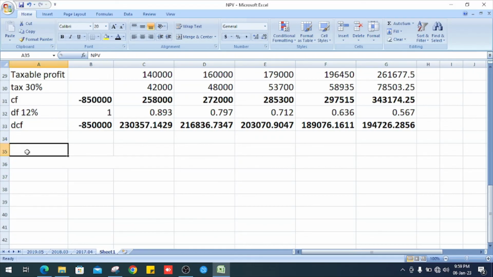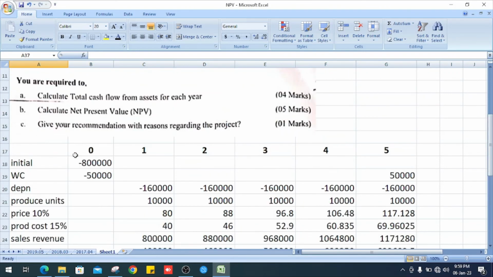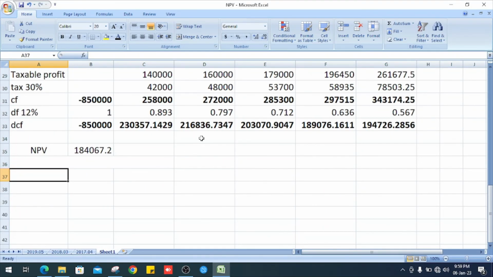Right, now we can get the net present value. How do we get the net present value? The sum, the total of these amounts, we can get the net present value. The net present value is 184,067.2. So what they ask next, give your recommendation with reasons regarding the project. The NPV value is positive, so we can select this project because it is positive.